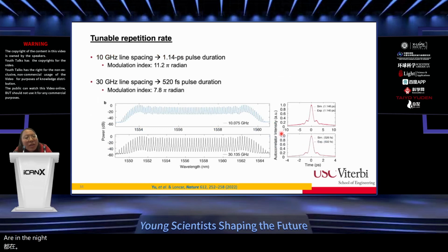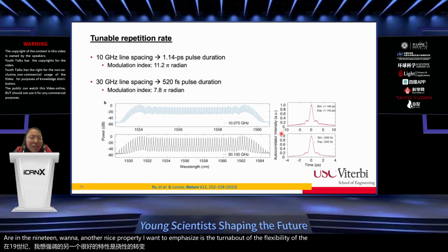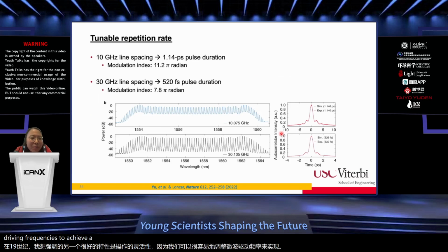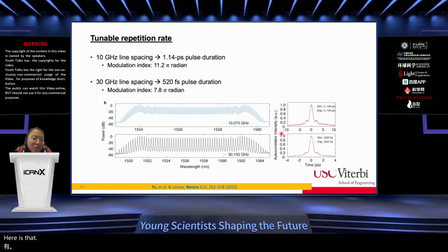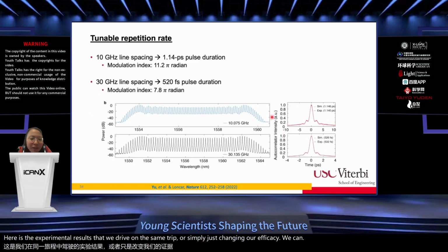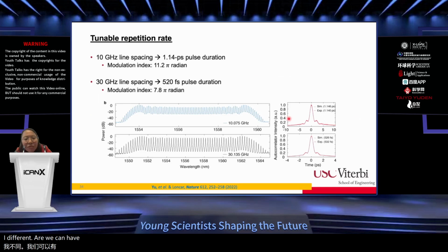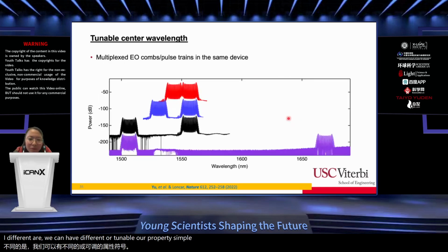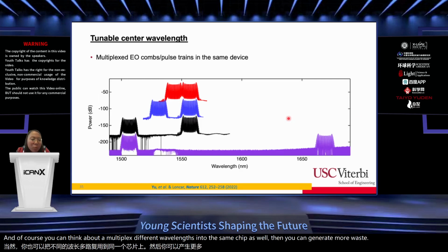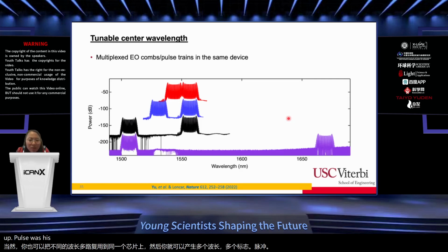Another nice property I want to emphasize is the tunability, or the flexibility, of the operation. We can easily tune the microwave driving frequencies to achieve our pulse sources at different repetition rates and different pulse durations as well. Here are the experimental results that we drive on the same chip, and simply by changing the RF frequency, we can have tunable properties in both frequency and time. And of course, you can think about multiplexing different wavelengths into the same chip as well. Then you can generate wavelength-multiplexed pulse sources on a single chip.